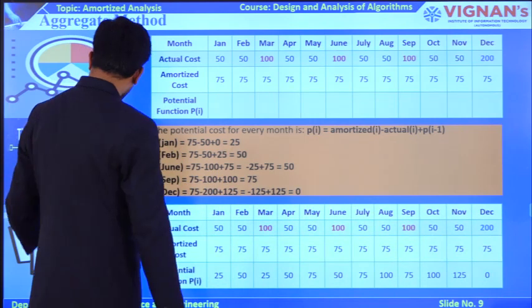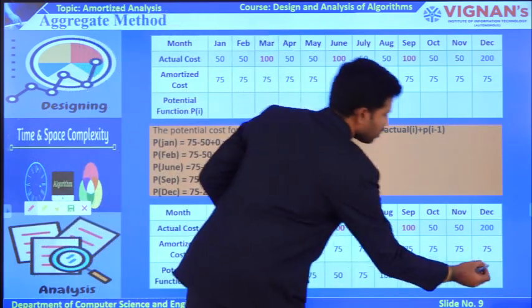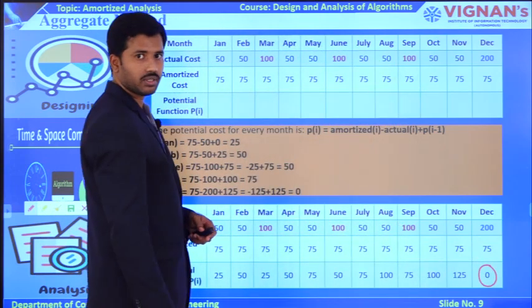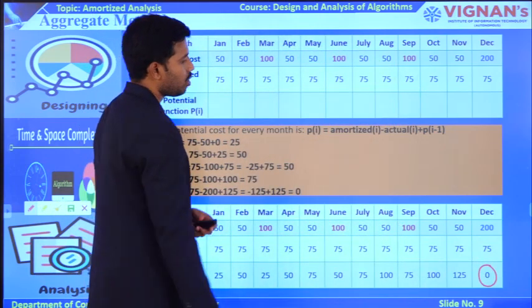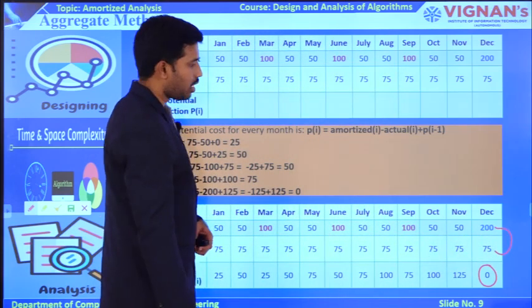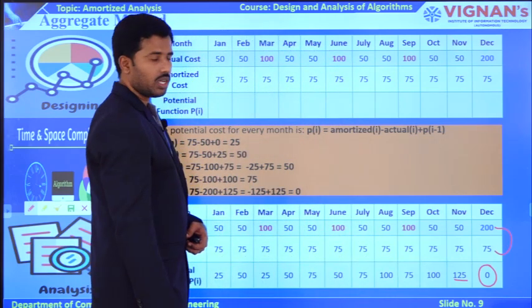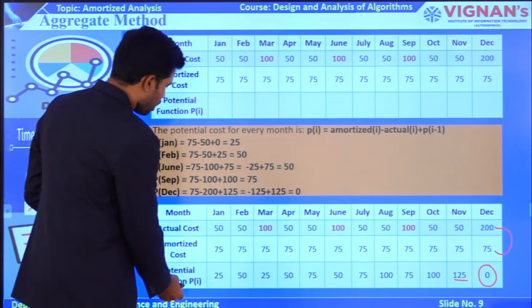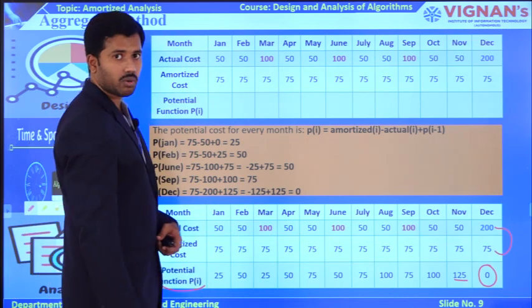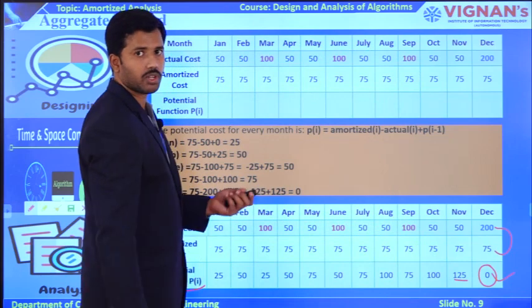Now if you observe, what is the potential function value for December? You got 0, or not? Yes. How did you get 0? 75 minus 200, which is minus 125, minus 125 plus 125 gives 0. So definitely the potential function must be greater than or equal to 0. Ultimately I got a 0 value here, which is a non-negative value.